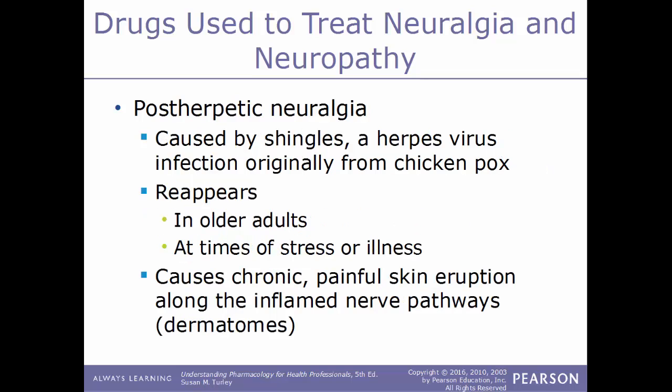Another example of this would be postherpetic neuralgia. Now, this is caused by shingles, which is an infection of the herpes virus that originally comes from chickenpox. This will reappear in older patients and also will reappear at times of stress or illness. And this can cause chronic, painful skin eruptions that run along the inflamed nerve pathways.